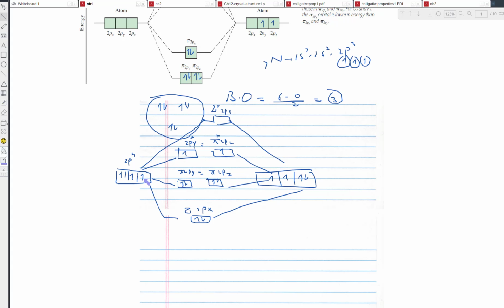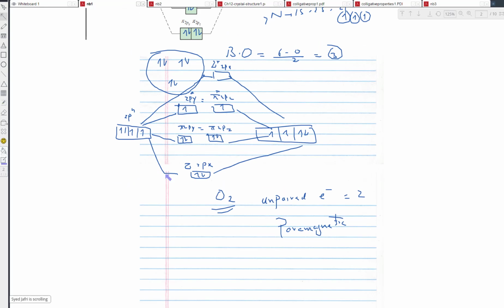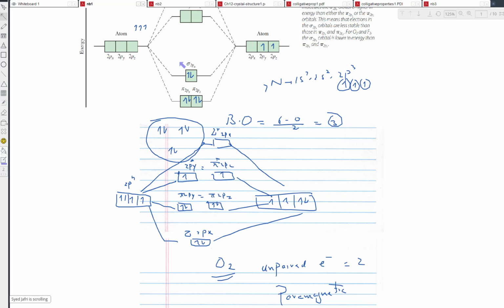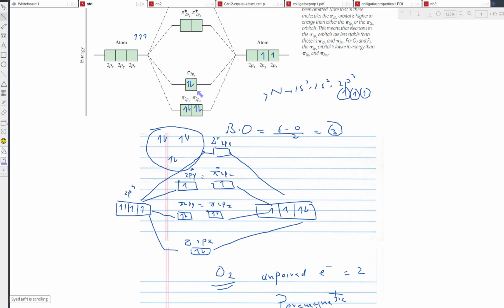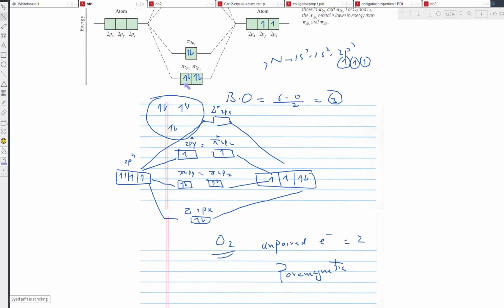And now this oxygen molecule has how many unpaired electrons? 2 unpaired electrons. So it is paramagnetic. Paramagnetic means at least 1 unpaired electron. At least, maybe more. What about the nitrogen molecule? Is it paramagnetic or diamagnetic? Diamagnetic, because I don't see any unpaired, single electron.